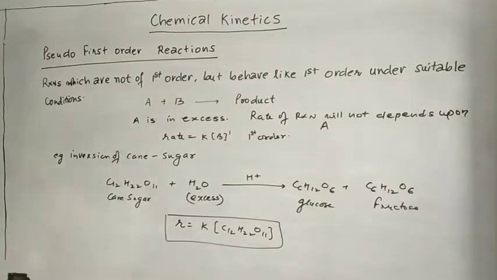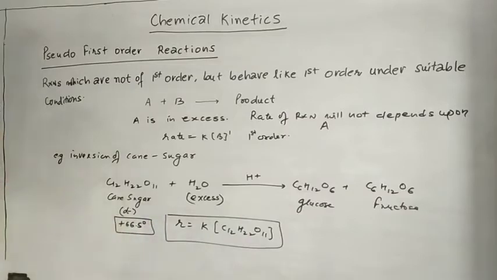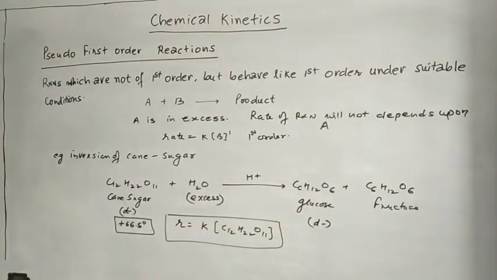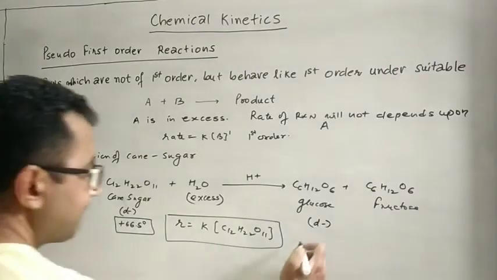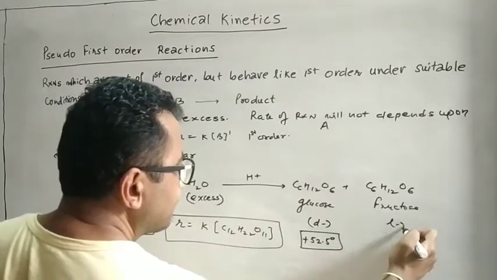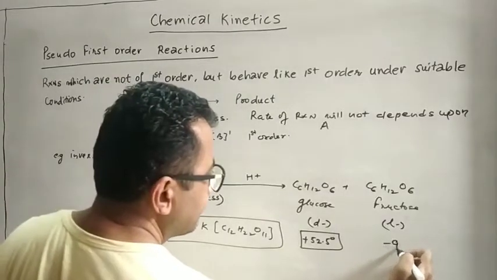Here it's called inversion because this cane sugar is dextrorotatory. Its value is plus 66.5 degree, means it rotates light towards the right side with angle of 66.5 degree. This glucose is also dextrorotatory, but its value is plus 52.5. And this fructose is laevorotatory, so its value is minus 92 degree.